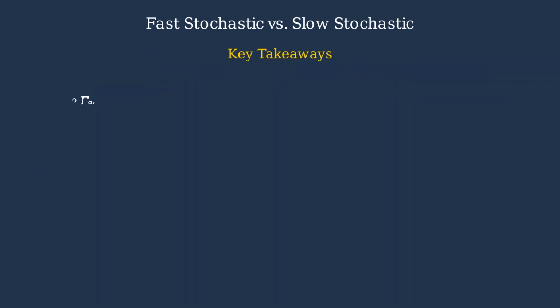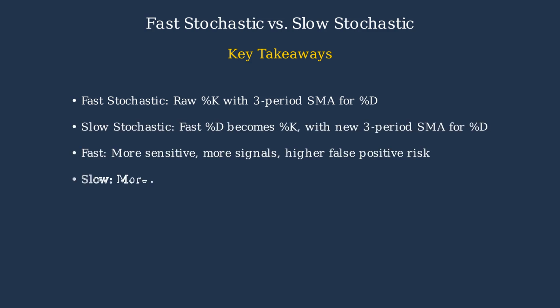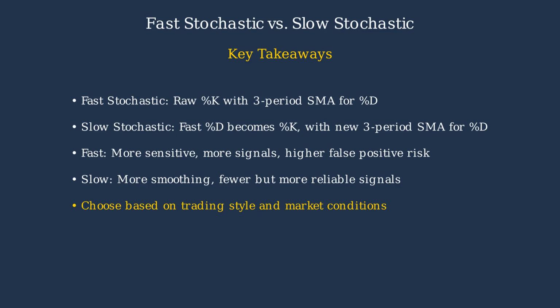To summarize, the fast stochastic consists of the raw %K line and the %D line, which is a 3-period SMA of %K. The slow stochastic uses the fast %D as its %K line, then calculates a new %D. This additional smoothing makes it more reliable but less responsive to rapid market changes. The choice between fast and slow stochastic depends on your trading style and the current market conditions.